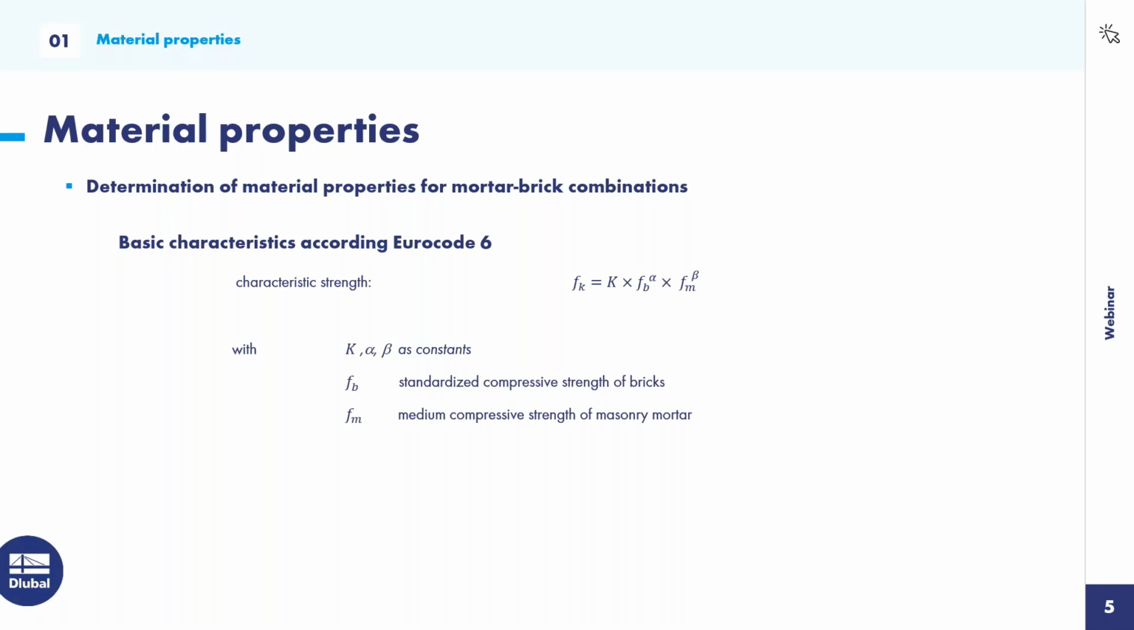If we take a look at the standard, Eurocode 6, we find a formula. It's called fk is K multiplied with fb to the power alpha, multiplied with fm to the power beta. This characteristic strength: fb is the part for the bricks, fm is the part for the mortar. K, alpha, beta are constants.